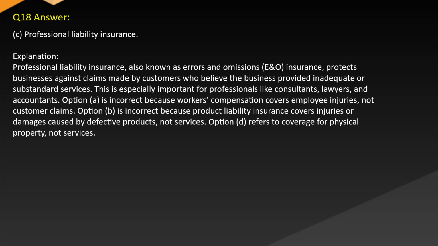Option A is incorrect because workers' compensation covers employee injuries, not customer claims. Option B is incorrect because product liability insurance covers injuries or damages caused by defective products, not services. Option D refers to coverage for physical property, not services.